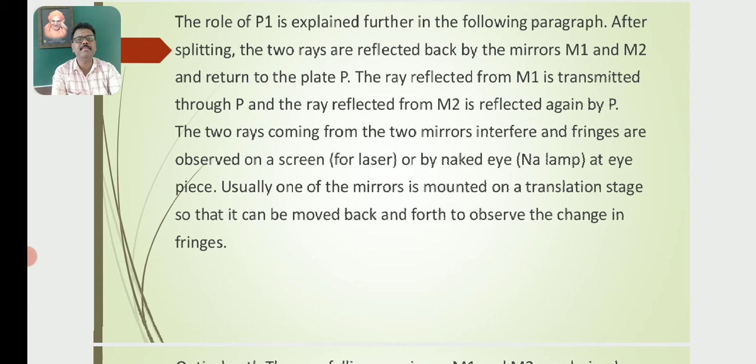Then at an eyepiece, we can observe those fringes with the help of the eyepiece. Usually one of the mirrors is mounted on a translation stage so that it can be moved back and forth to observe the change in fringes, to observe the movement of the fringes.